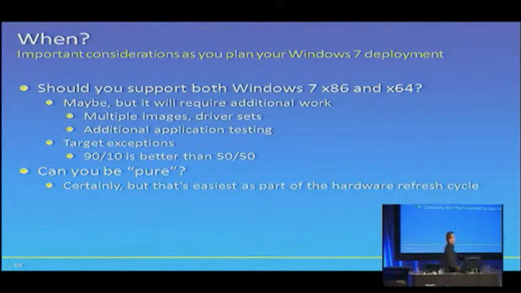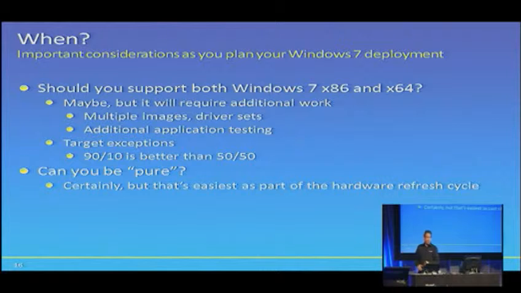If 90% of the environment can be running x64 and 10% can be running x86, great, because the burden of supporting both won't be that bad. Same if you flipped it around. If 10% are x64 and 90% are x86, your support load's not going to be that bad either.